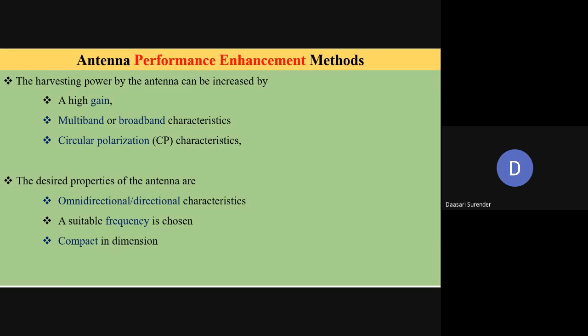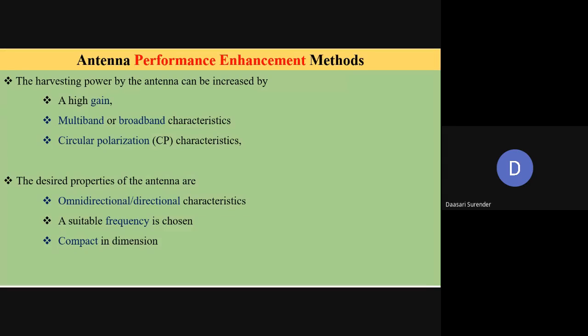And the desired properties of the antenna are omnidirectional or directional characteristics. This is one of the important characteristics of the rectenna. For wireless power transmission applications, the antenna must have directional characteristics. And when we go for RF energy harvesting, the antenna should have omnidirectional characteristics. The exact location of the ambient source is unknown. The position is unknown in the ambient environment. So before designing the rectenna, it is most important to design the antenna. In order to capture electromagnetic energy from all directions, the antenna must have omnidirectional characteristics, which is suitable for RF energy harvesting. And when it is intended for wireless power transmission applications, it should have directional properties.